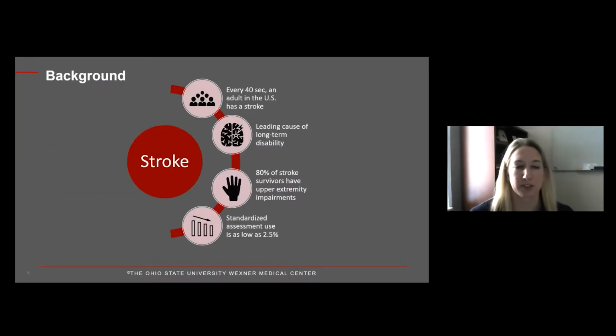So first off, just a little bit of background here on stroke rehabilitation, since that is our setting. Approximately every 40 seconds, an adult in the United States has a stroke. That icon up there at the top of this diagram is supposed to indicate a large population of individuals. And we expect that the stroke survivor population will increase over the course of the next several decades as the aging population increases as well. That second icon of a brain is supposed to indicate that the leading cause of long-term disability is stroke. And one of those disabilities can manifest in upper extremity impairments.